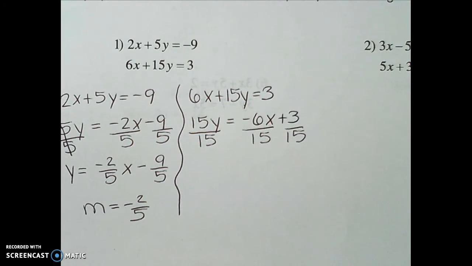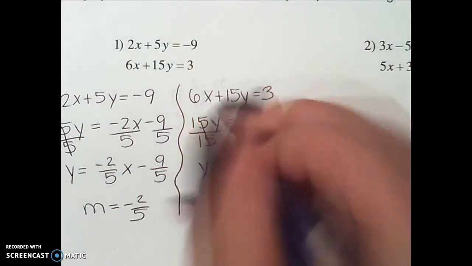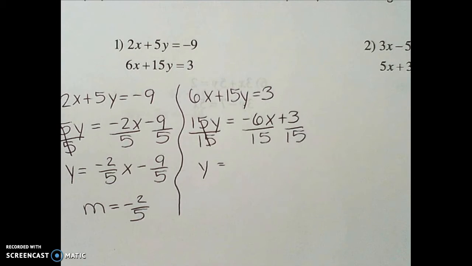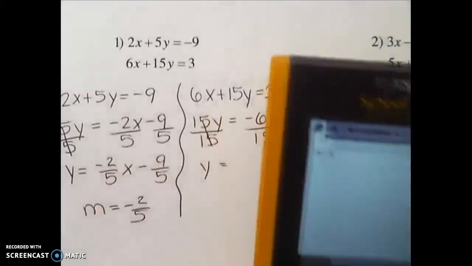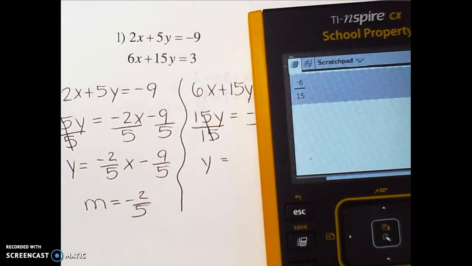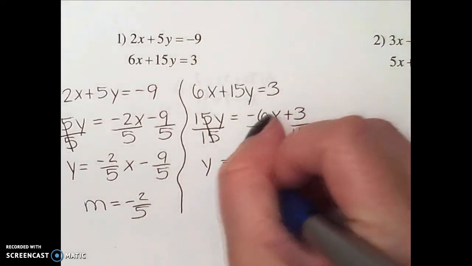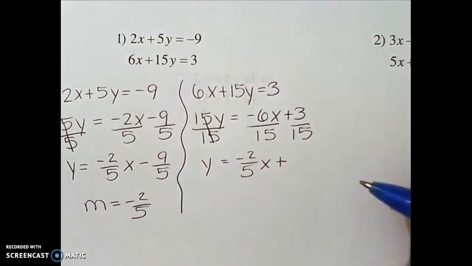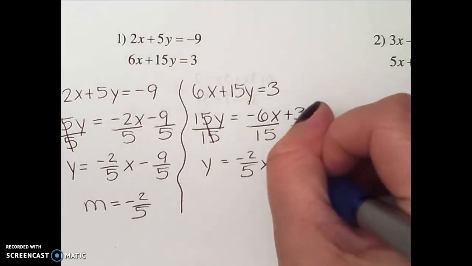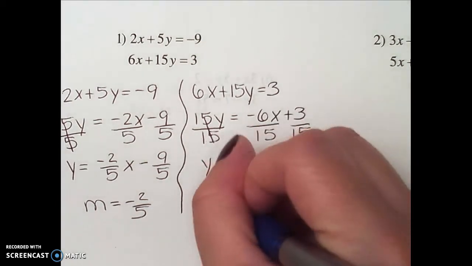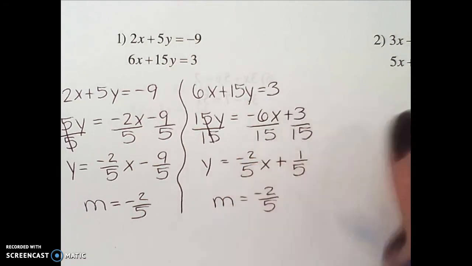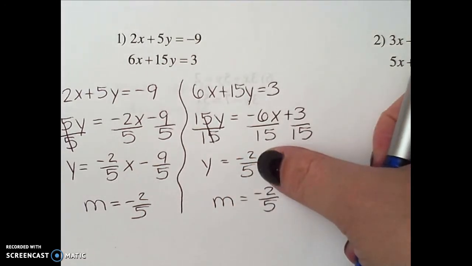And doing some simplification, I'm going to get y equals, and in my calculator, I can go ahead and type negative 6 divided by 15 to reduce that. And I'll get negative 2 over 5 x plus, and in my calculator again, 3 divided by 15 is 1 over 5. Okay, in this case my slope is negative 2/5 as well. Again, it's my coefficient of x.